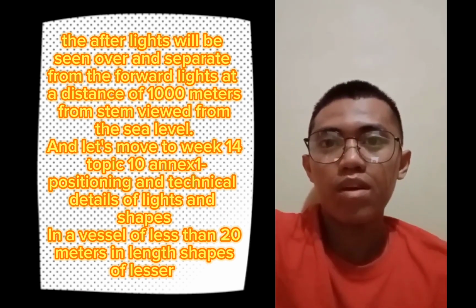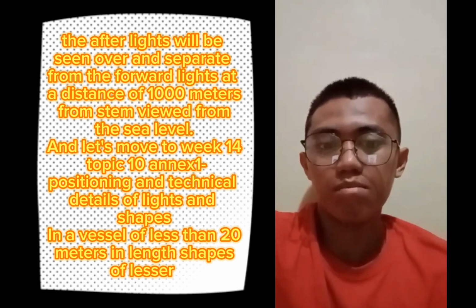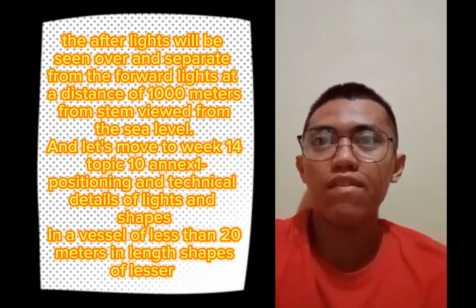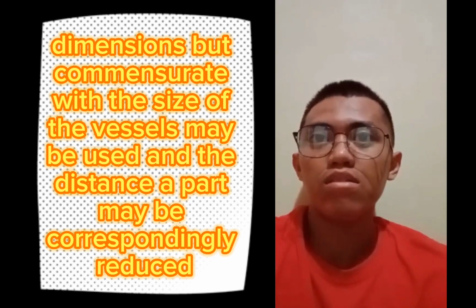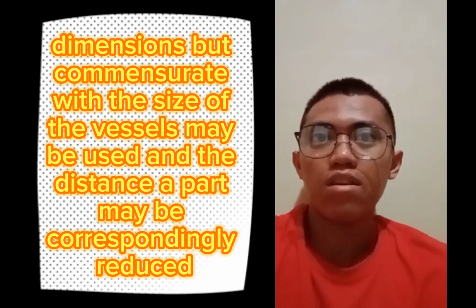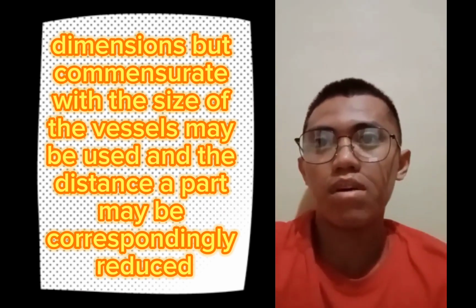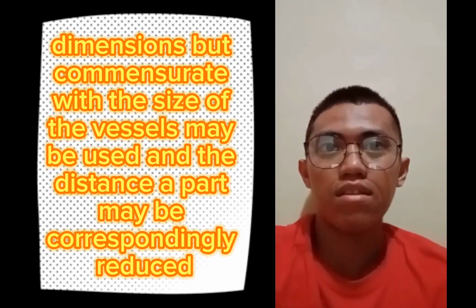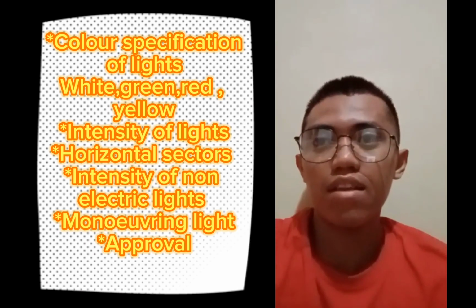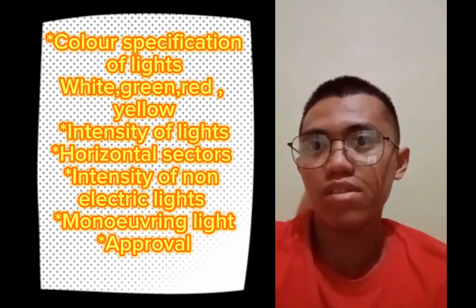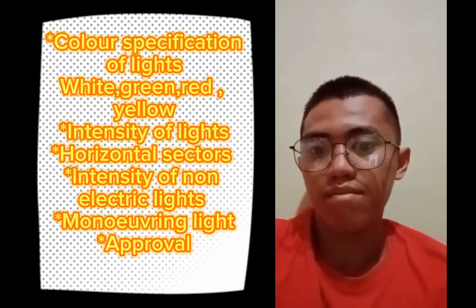And let's move to week 14, topic 10, Annex 1, positioning and technical details of lights and shapes. In a vessel of less than 20 meters in length, shapes of lesser dimension but commensurate with the size of the vessel may be used and the distance apart may be correspondingly reduced. Colors specification of lights: white, green, red, yellow. Intensity of light: horizontal sector, vertical sector. Maneuvering lights. Approval.